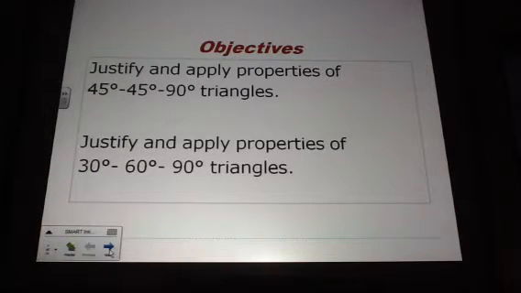All right, this is the last section of Unit 5, and this is 5-8, applying special right triangles. Our objectives: we're going to justify and apply properties of the 45, 45, 90 triangles. We're going to justify and apply properties of the 30, 60, 90 triangles.